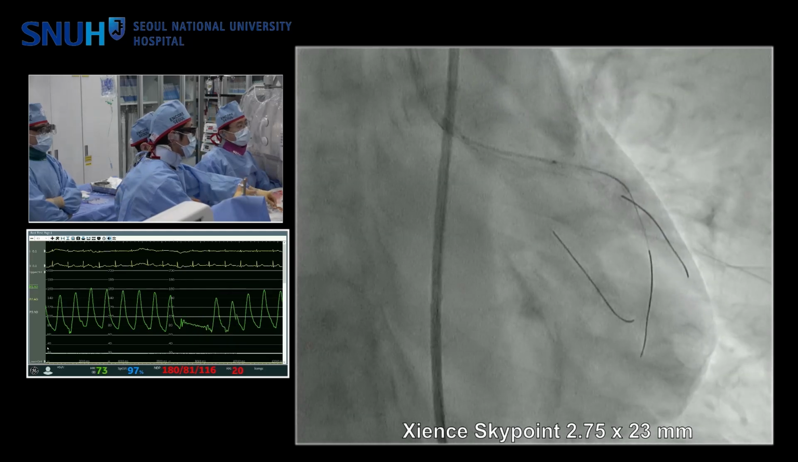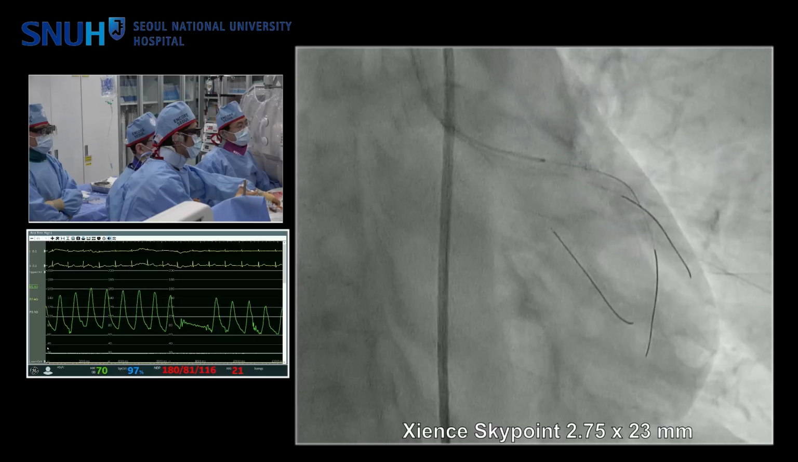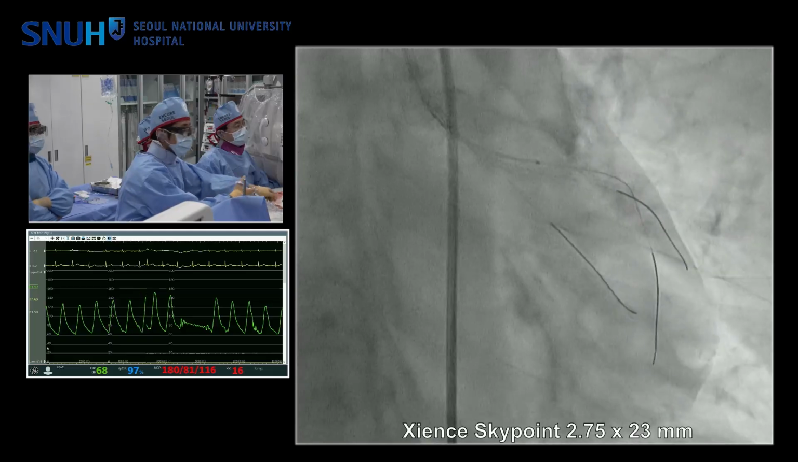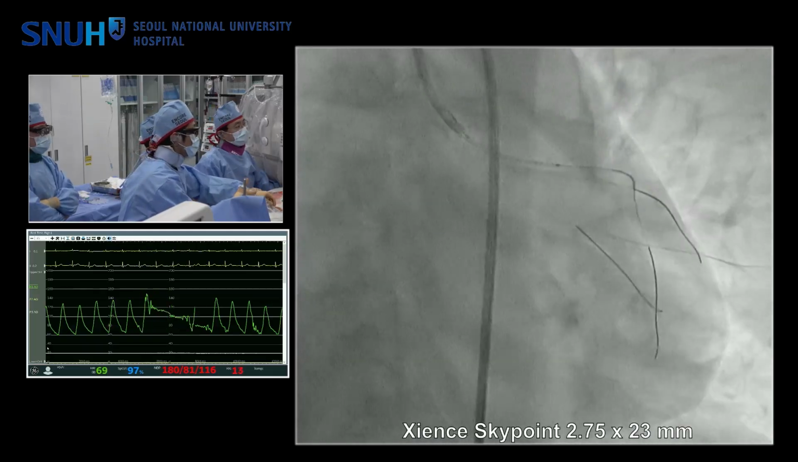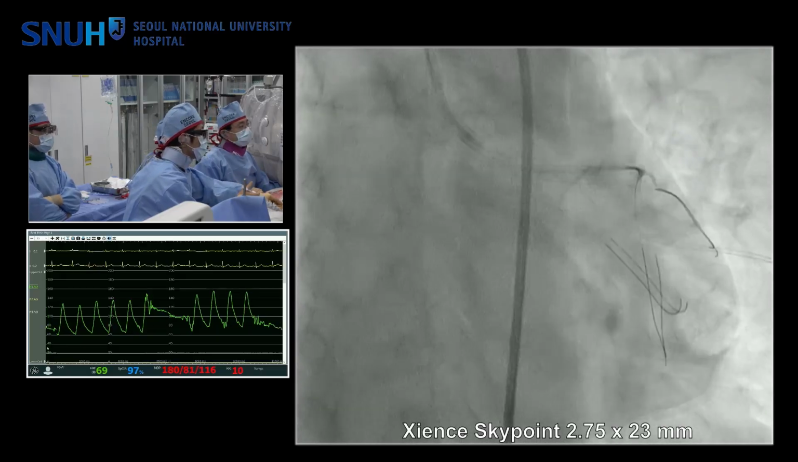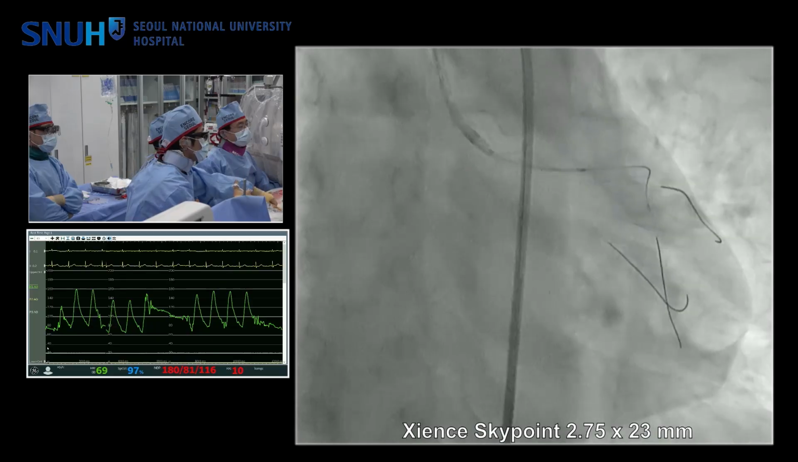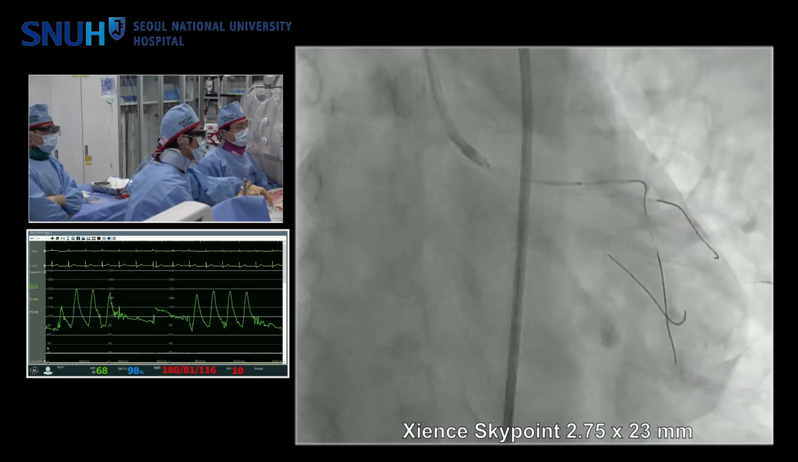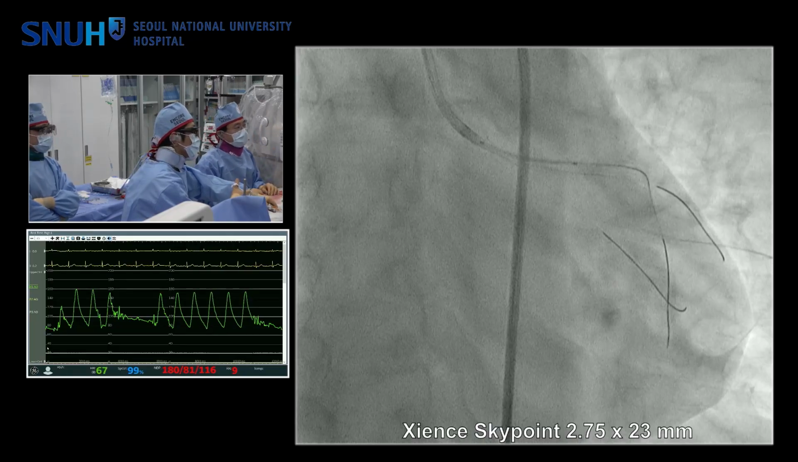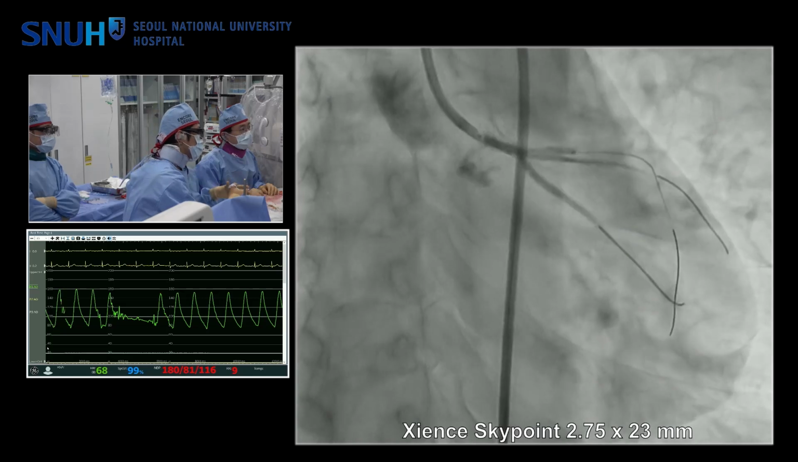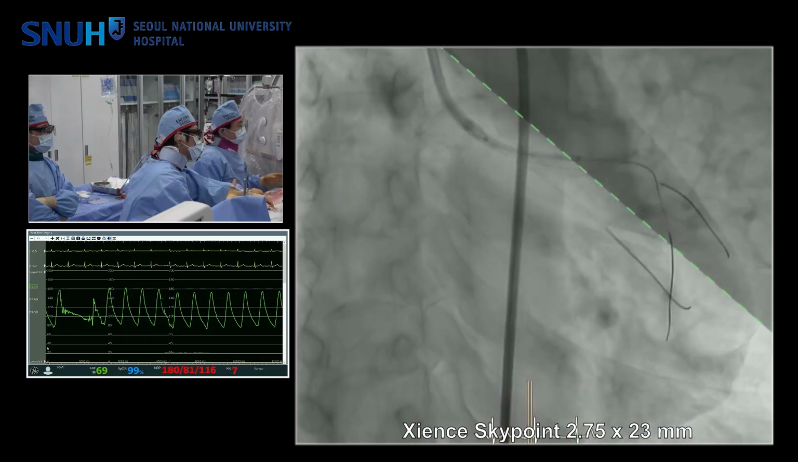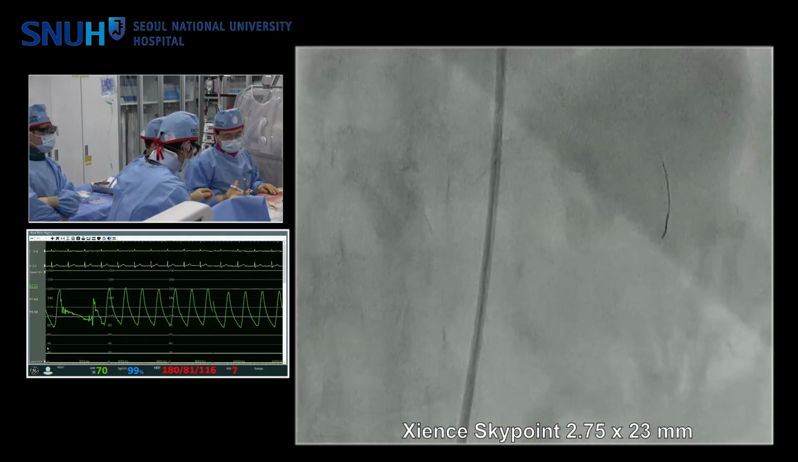For the negative remodeled left main, is there any panelist who has experience using DCB, or the effect of DCB for a negative remodeled lesion? Except left main, exactly. So you use DCB for negative remodeled LAD or LCX? Yes. I see. Less than 3.0 millimeter.